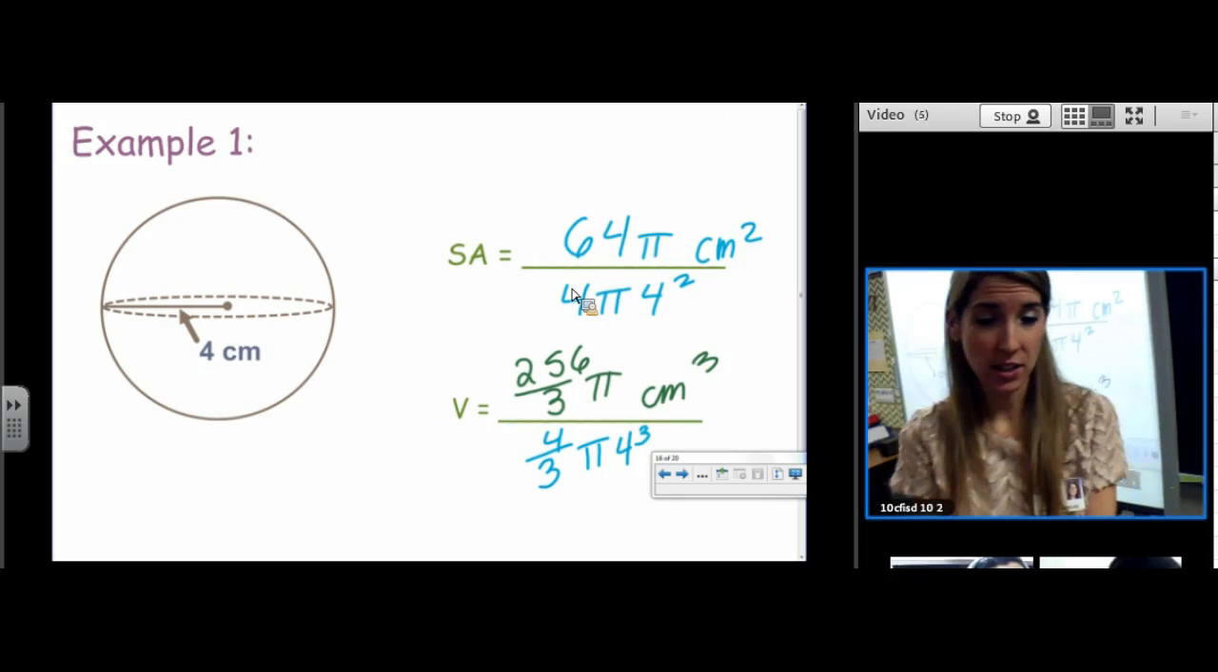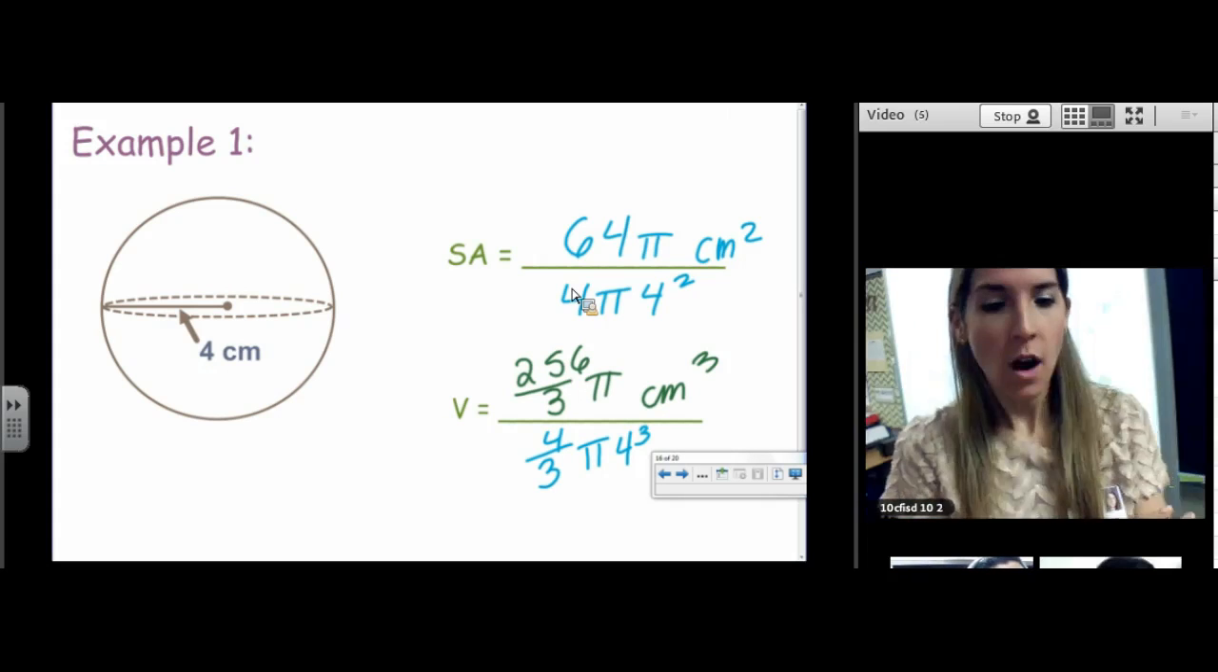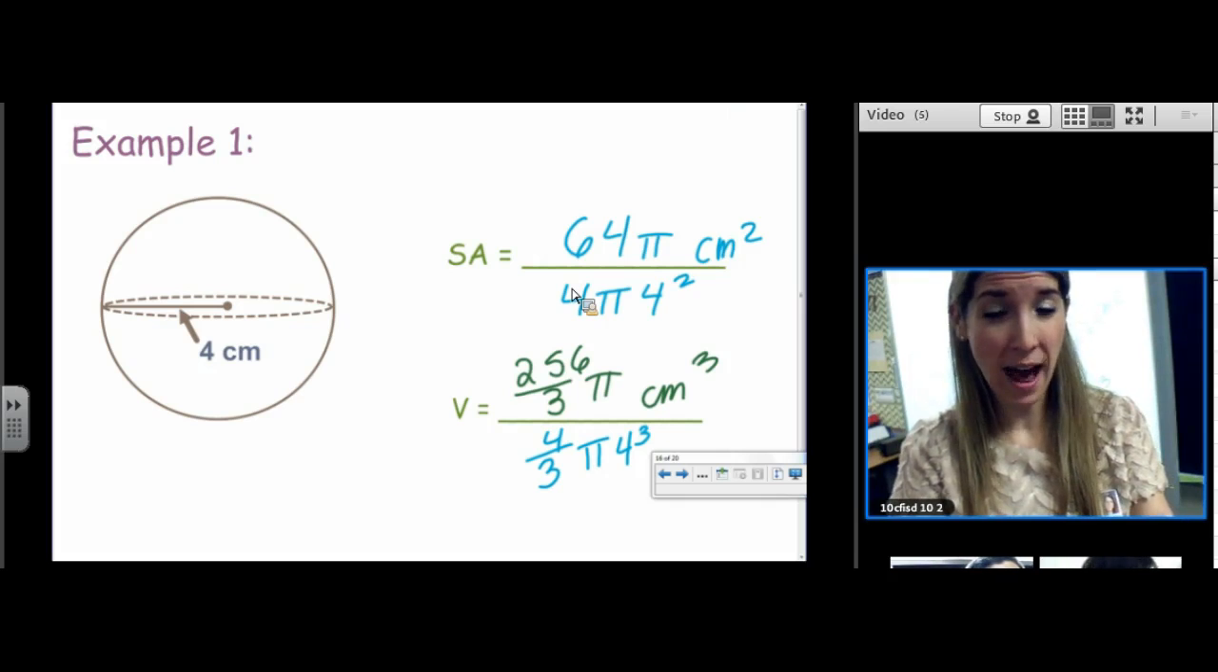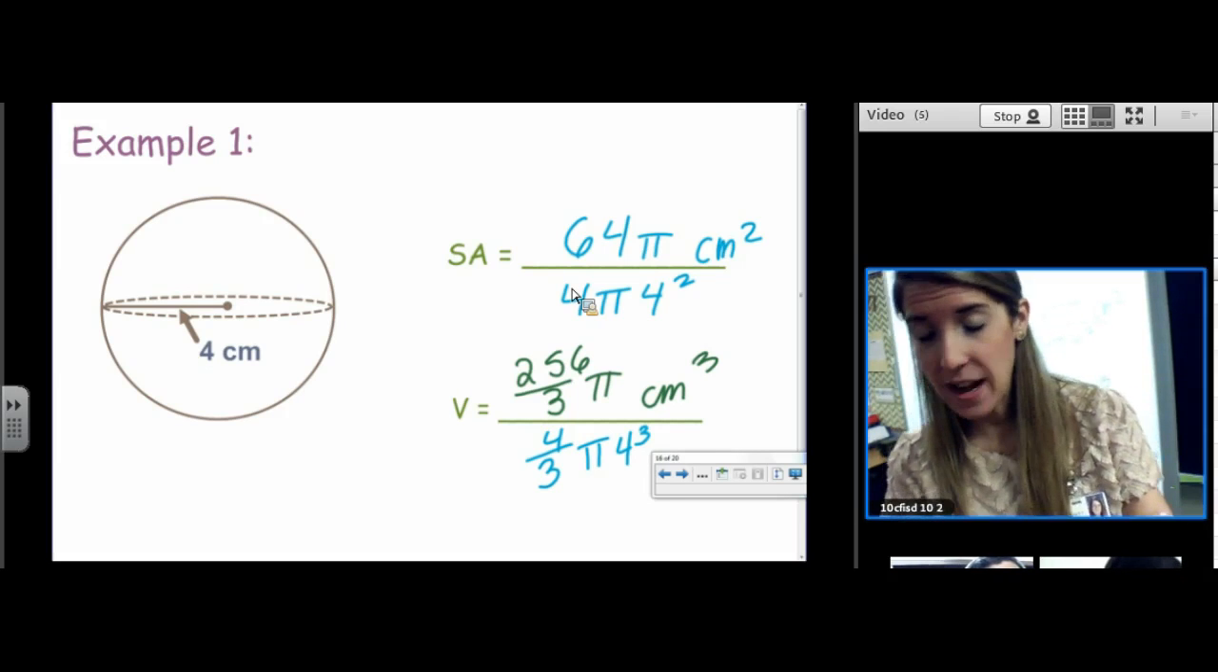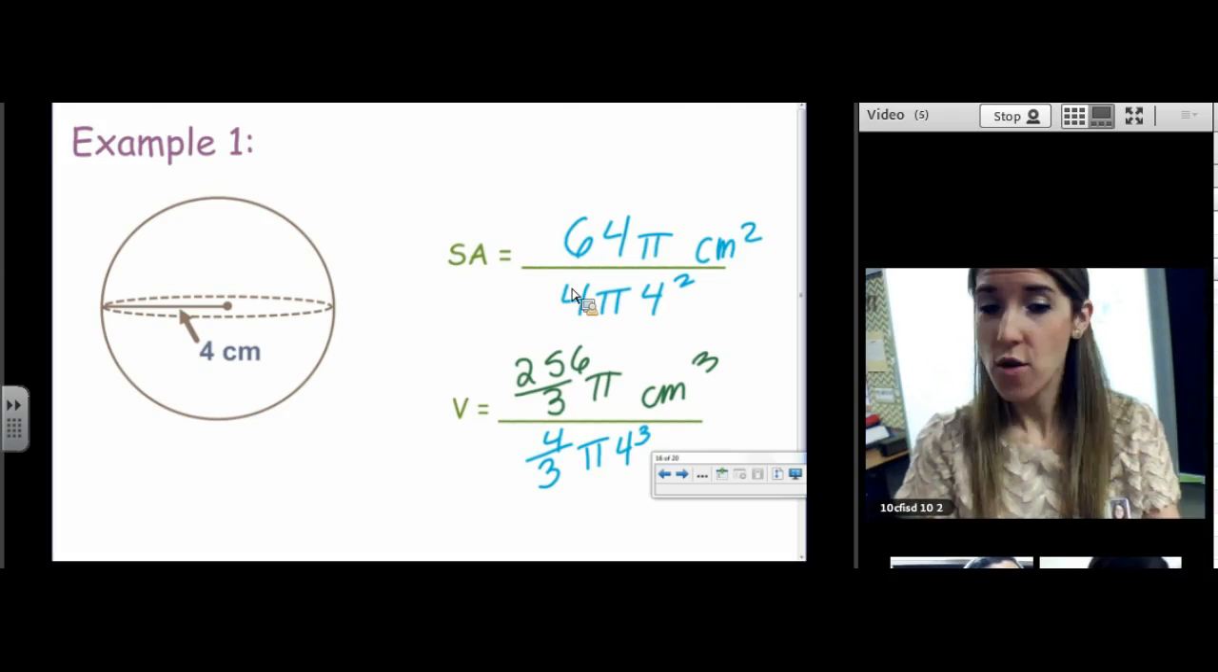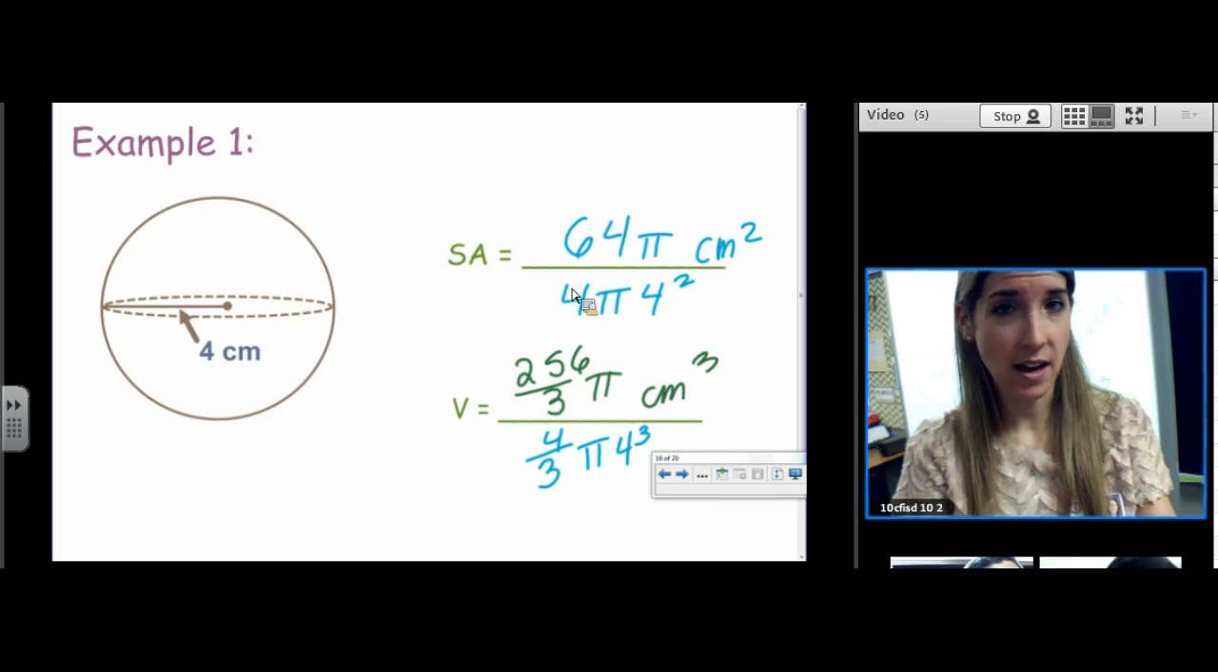That is what I want your answer to look like. Uh-oh, I did something wrong. Are we okay with 256/3 pi? Are you allowed to put 85.3? No, you are not allowed to put 85.3.